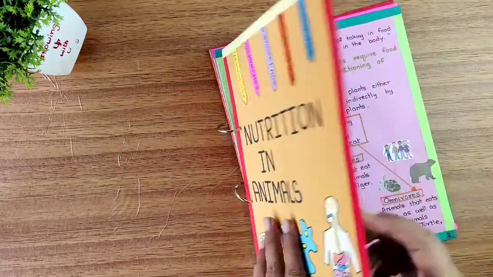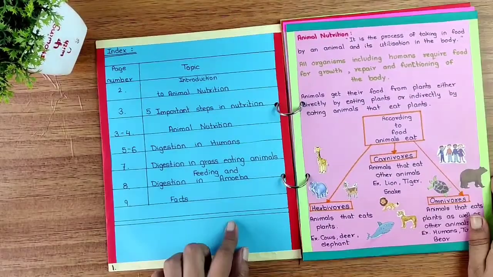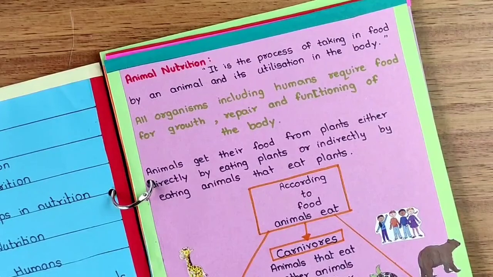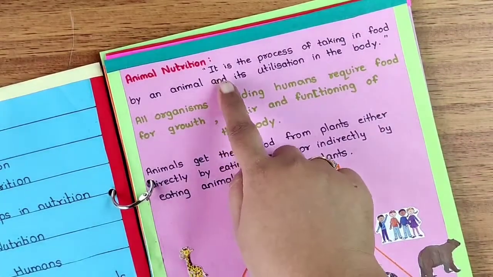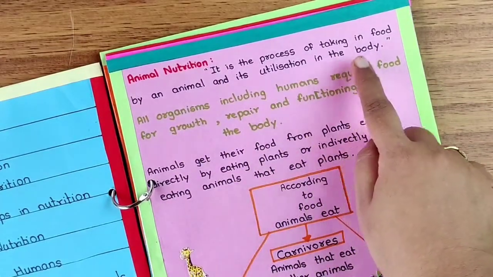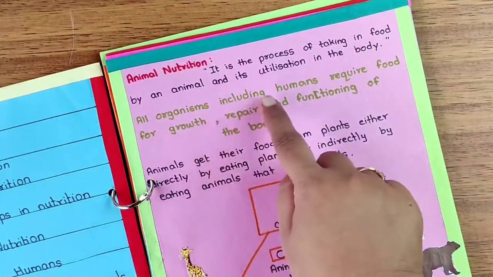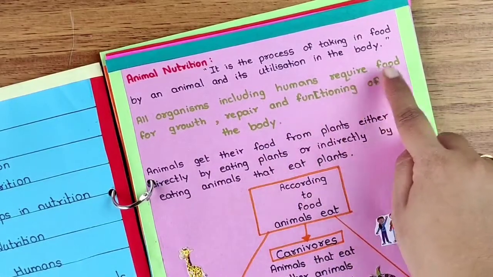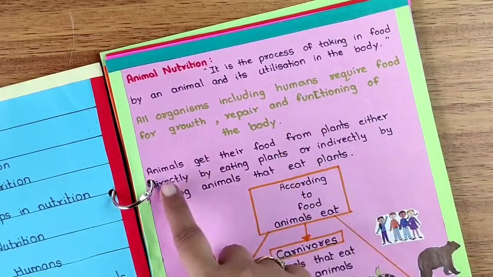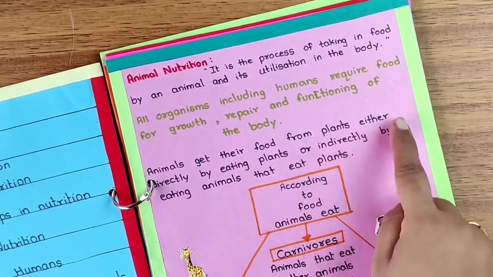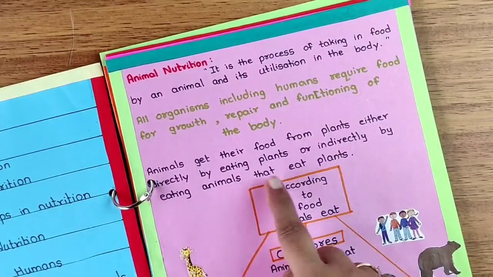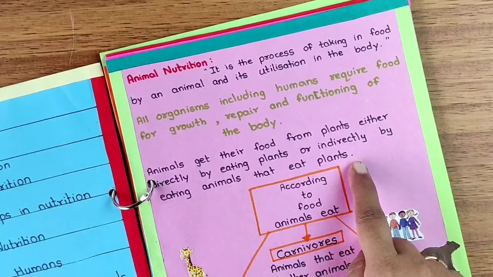So going to page number 1, that is going to be our index. So page number 2 contains the definition of animal nutrition, that is, it is the process of taking in food by an animal and its utilization in the body. All organisms, including humans, require food for growth, repair, and functioning of the body. Animals get their food from plants either directly by eating plants or indirectly by eating animals that eat plants.